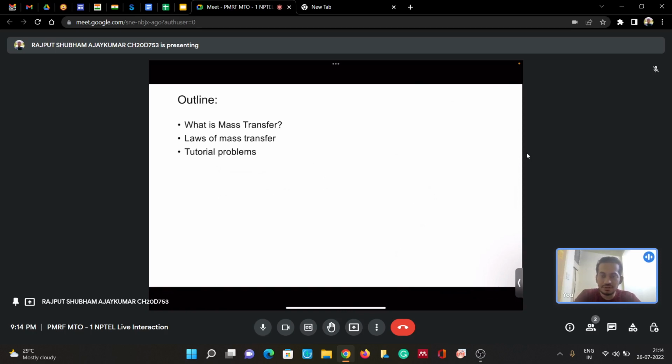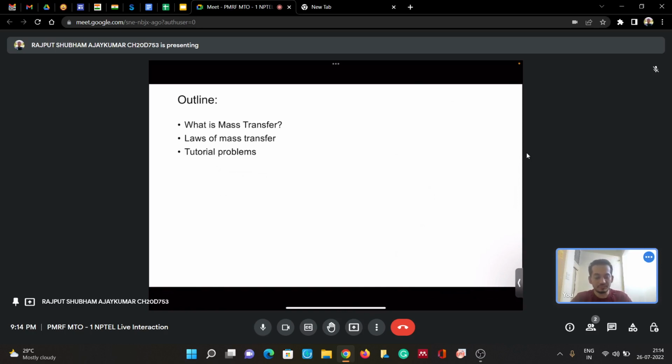The outline for this week 0 dry run is somewhat like this, because this is the first week, that is week 0. I would like to begin with what is mass transfer. The second is what are the laws of mass transfer, and some tutorial problems, just the basic concepts that will cover the basics of mass transfer for the week 0 dry run.